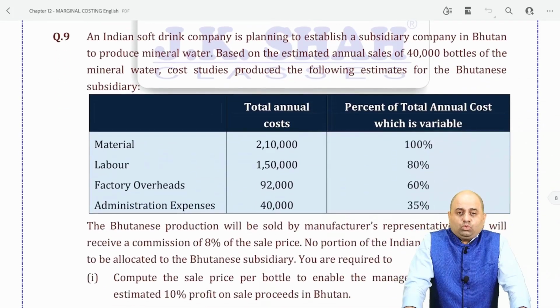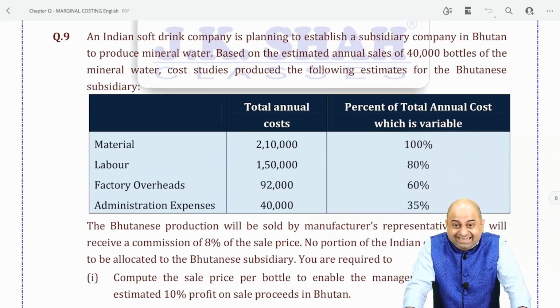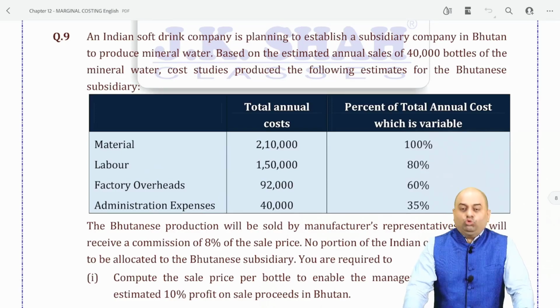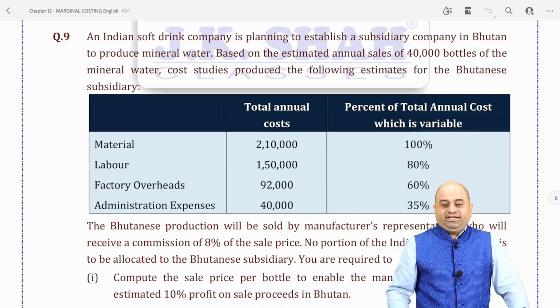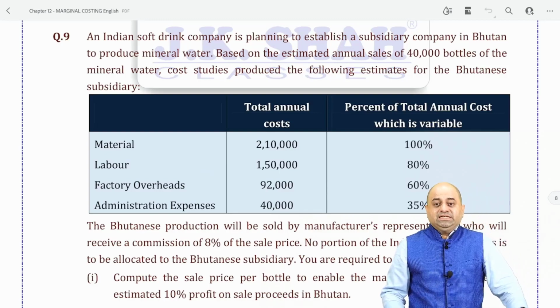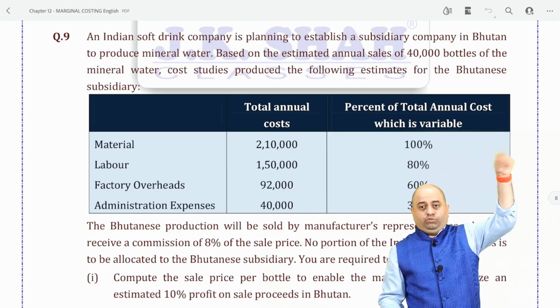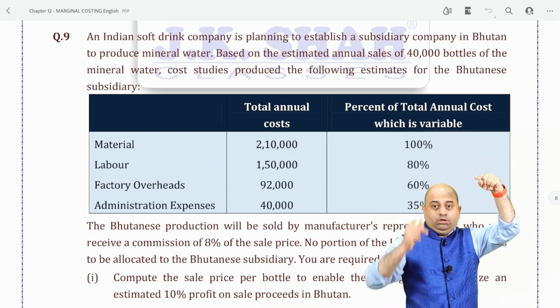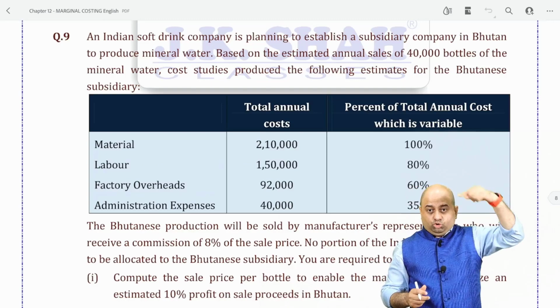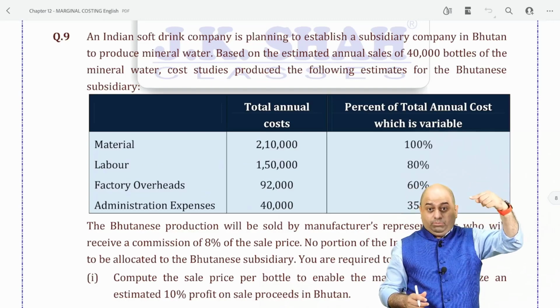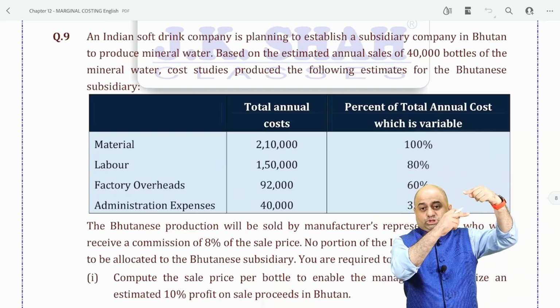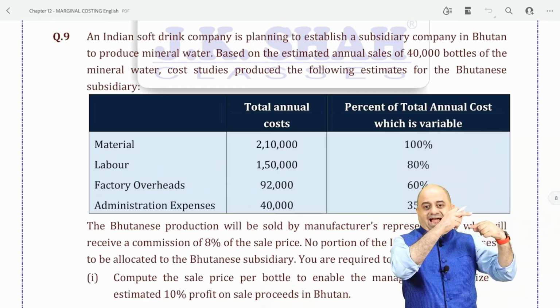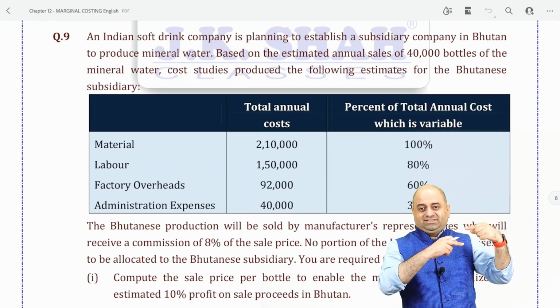Talking about the 9th question, a very simple question, but presentation of data in a specific format will make it simpler. So first you find total cost excluding commission, which is what all these costs are. To that you add commission. You will get total cost including commission. Add profit, you get sales.